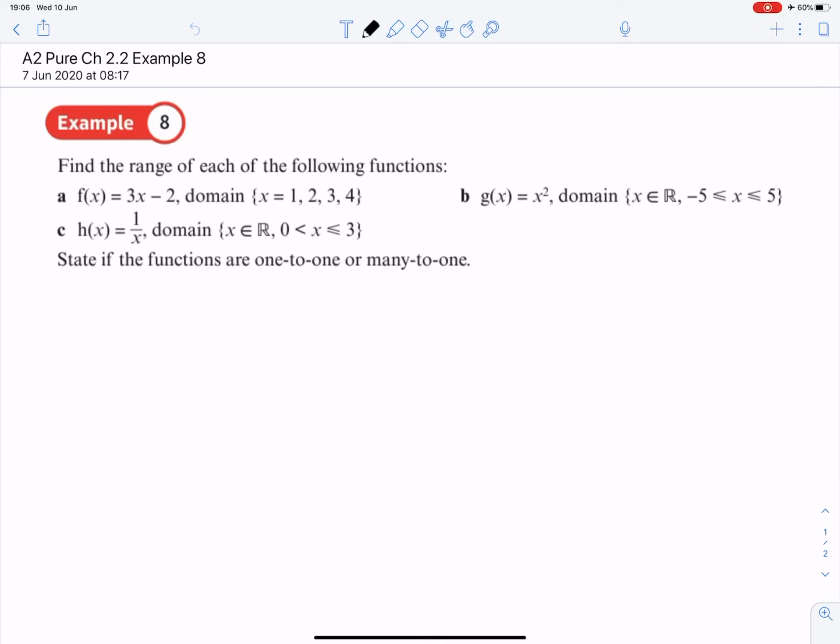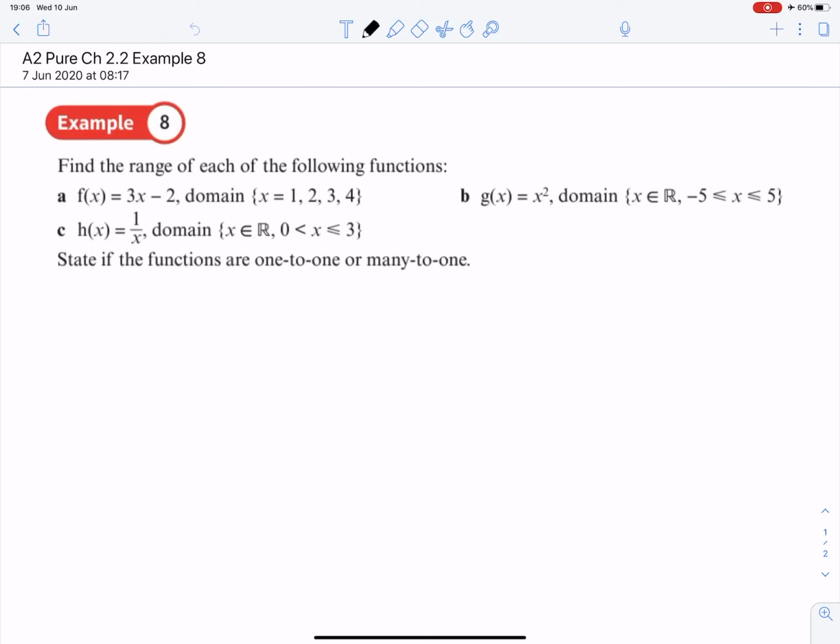So here we are with example 8. Find the range of each of the following functions. f(x) is equal to 3x minus 2, given the domain is the set of values. These symbols here, curly brackets, mean the set. So the set of values where x equals 1, 2, 3 or 4.